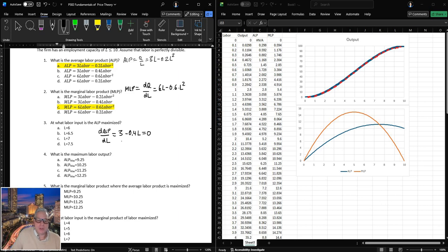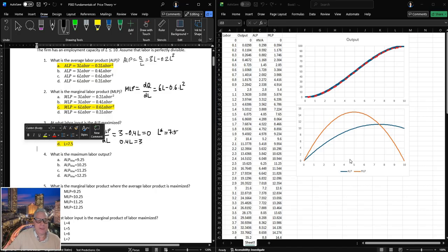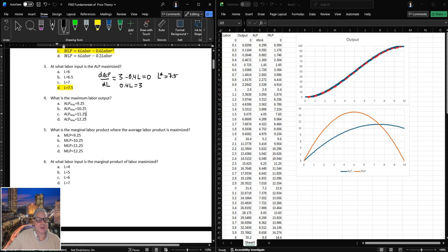And then we can rearrange terms and we get 0.4 L equals 3, and if we divide 3 by 0.4, we get L star equals 7.5, which is what we had here too. So at the labor input of 7.5, we have the maximum average labor product. And now the next question is, what is the maximum labor output?